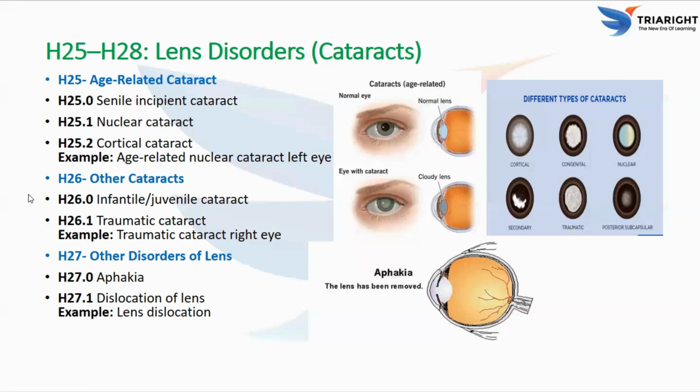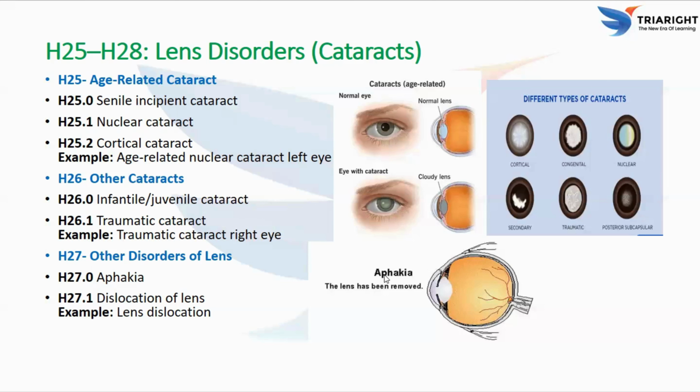So the H26 category is for other cataracts. So these are not age-related. These cataracts occur due to reasons other than aging. So H26.0 is the code for infantile or juvenile cataract. So this is present in babies or children. What are the causes of the juvenile cataract? These are congenital infections, metabolic disorders, and also genetic conditions. So they need early diagnosis to prevent amblyopia, which is also called the lazy eye.